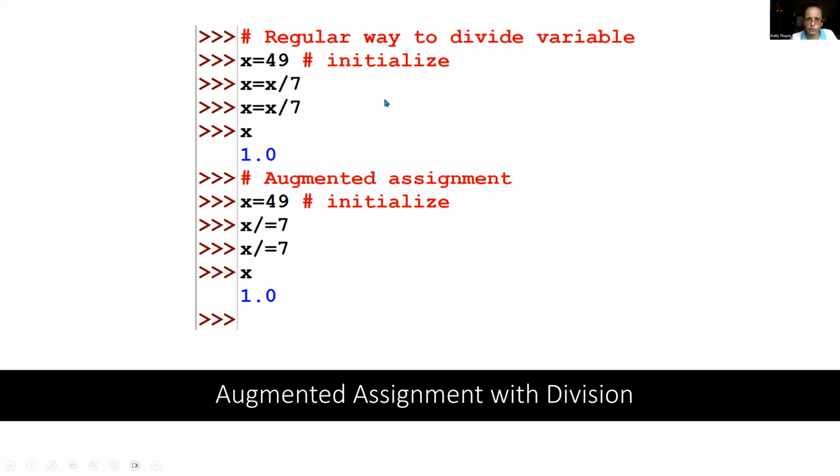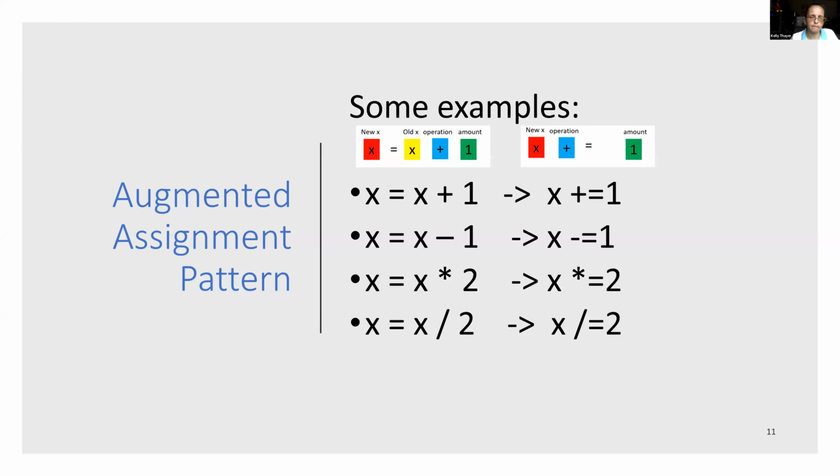And why stop there? We could, in fact, also use this for division. So here's an example of using division. This is the regular way, x equals 49, and we could divide it by 7 2 times to get 1. And in the augmented assignment, we would use divided by equals, and we would use this 2 times so that we would be able to get the same answer.